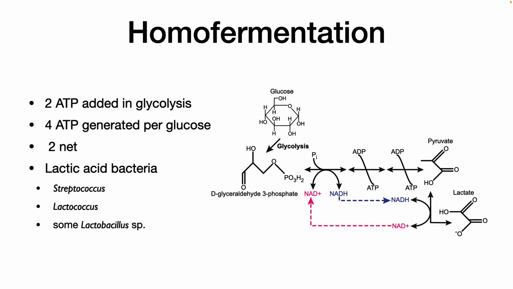In homofermentation, there is one end product, lactic acid. Lactic acid bacteria use the glycolytic pathway just like alcoholic fermentation. However, pyruvate is reduced to lactic acid in a one-step reaction. 2 ATP are added in the early steps of glycolysis, and 4 ATP are generated for a net gain of 2 ATP. This fermentation uses a large amount of substrate to generate a relatively small amount of ATP. Despite the low yield of the pathway, many bacteria have been successful using it, including Streptococcus, Lactococcus, and some lactobacilli.